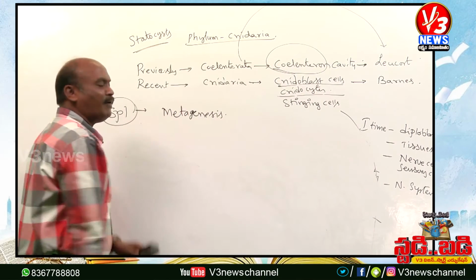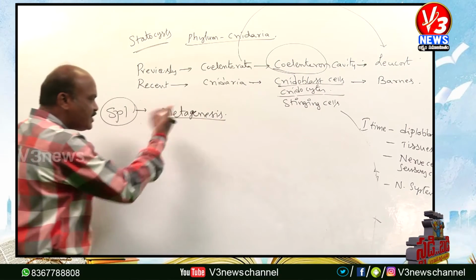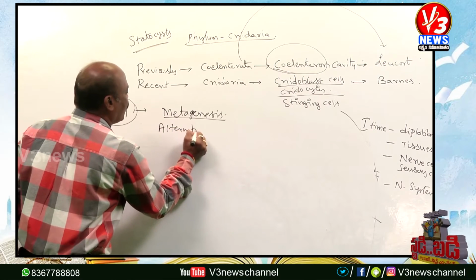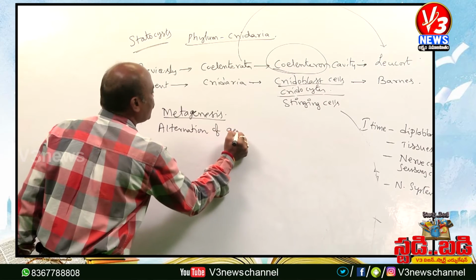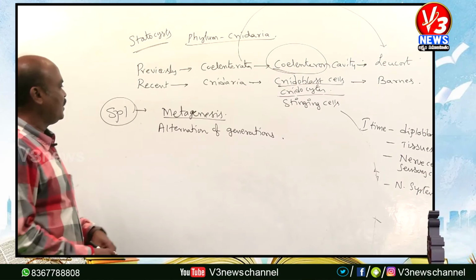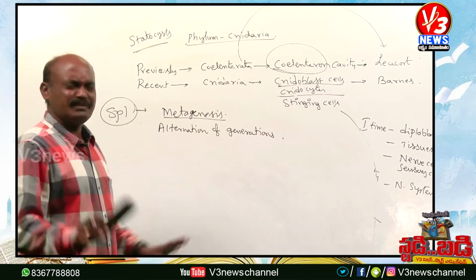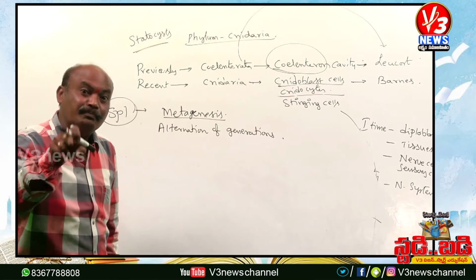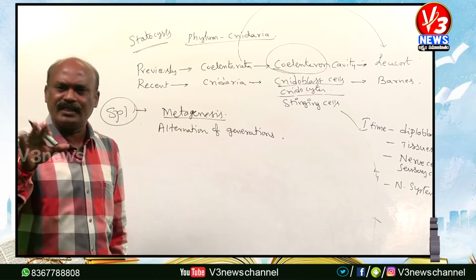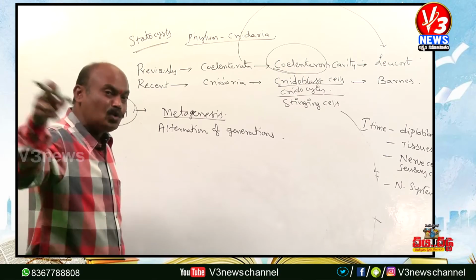Metagenesis is a technical term. We can say it simply, it is alternation of generations. So what is the meaning of the word metagenesis or alternation of generations? Simple thing. These are diploblastic animals and also dimorphic. In their life history, they exist in two forms.